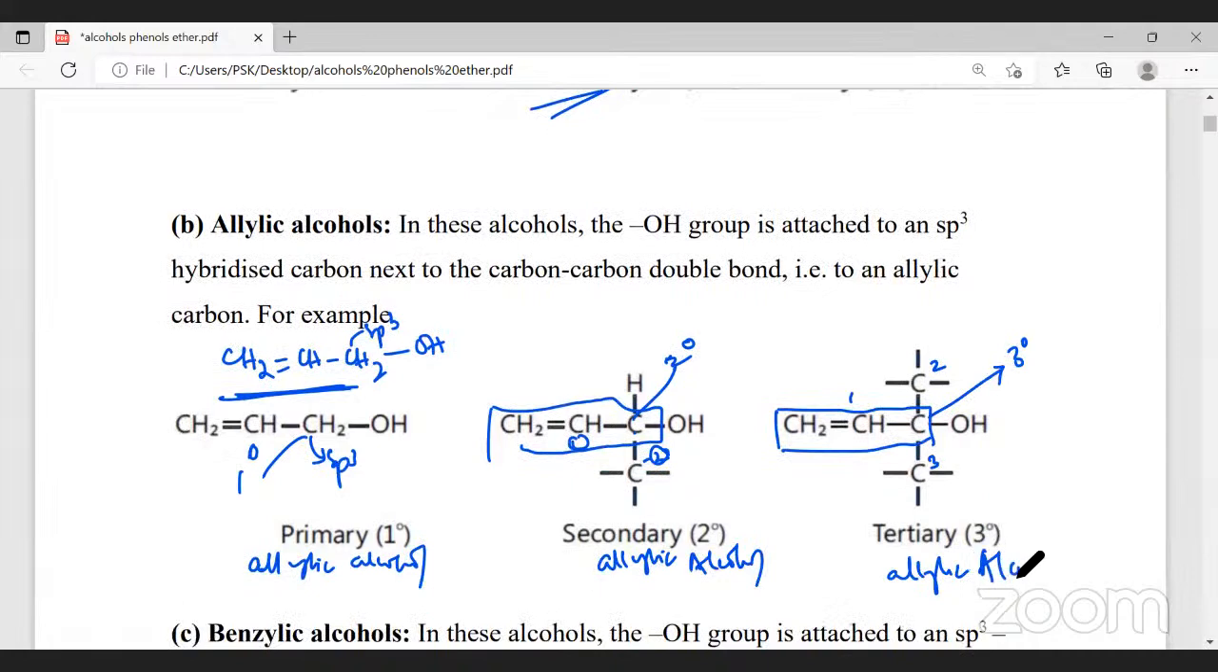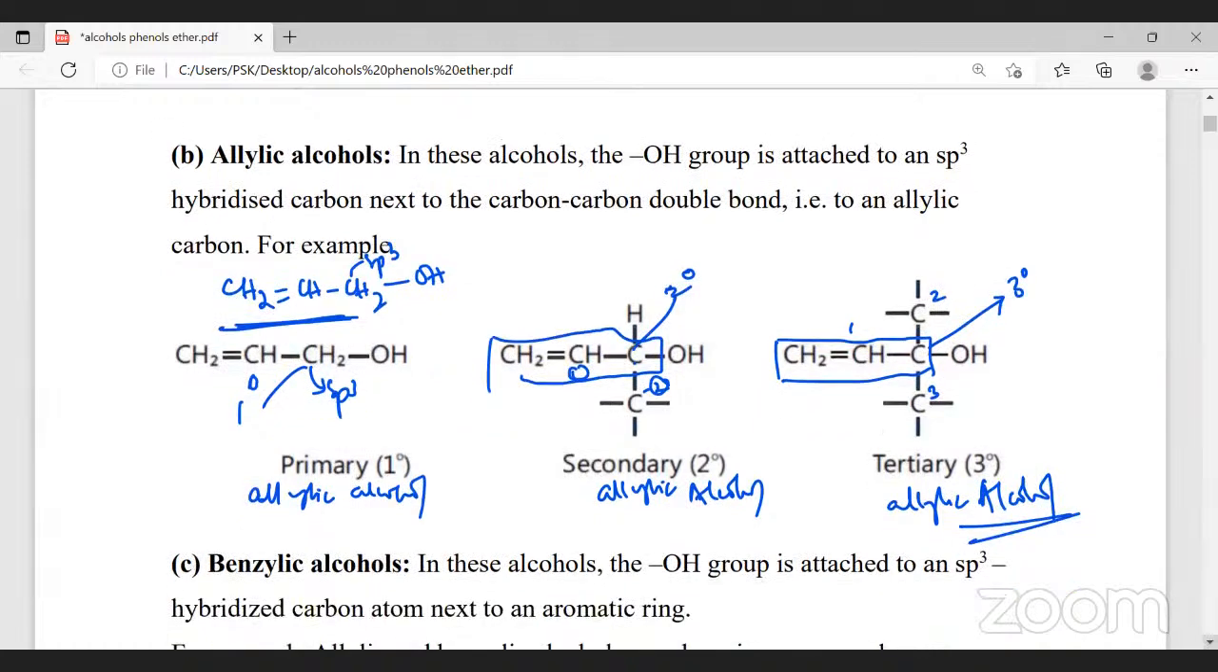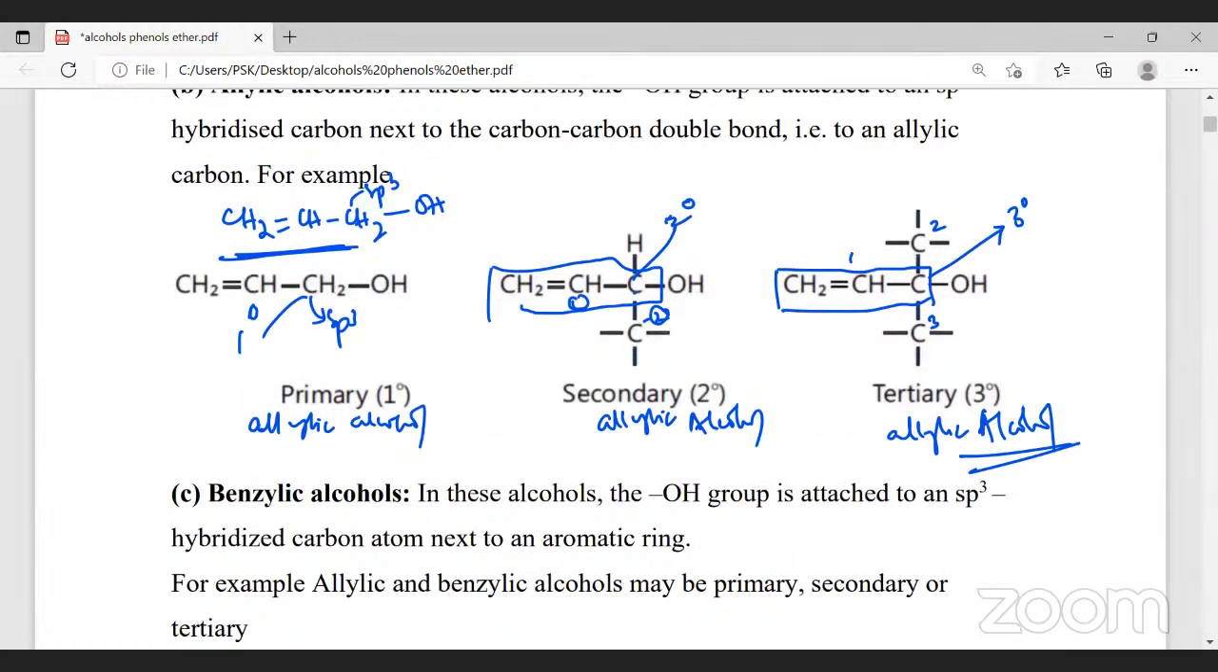Allyl group, did you understand what an allyl group is? Students? Any clarification so far? No, sir. Understood. Okay.